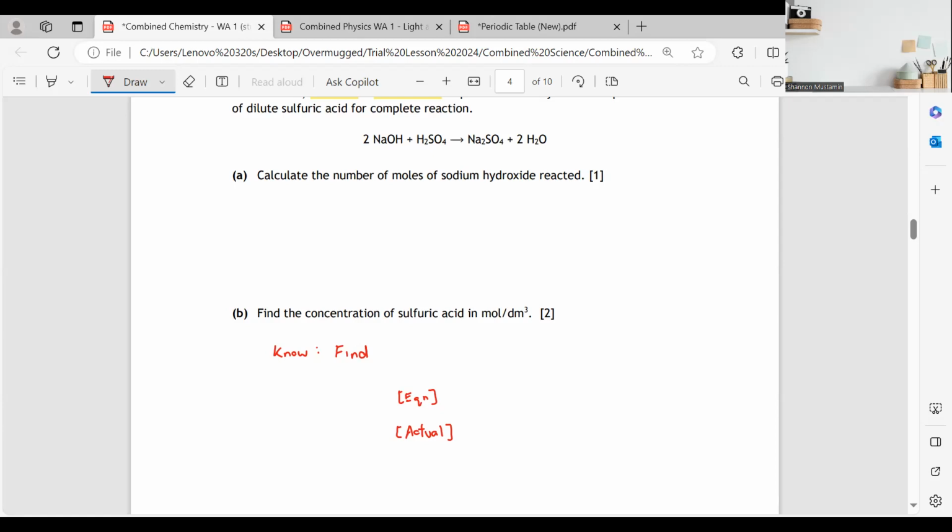0.0125. Okay, so this number of moles will be how many H2SO4? Within this ratio, divide by 2. 2 units in this, so 1 unit is, yeah. Okay, got it? Usually it's the other way around, the reference at the top. So write the 2 to 1 first, then write the actual.